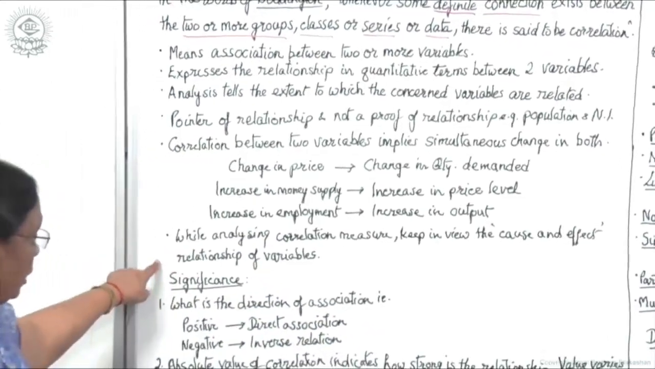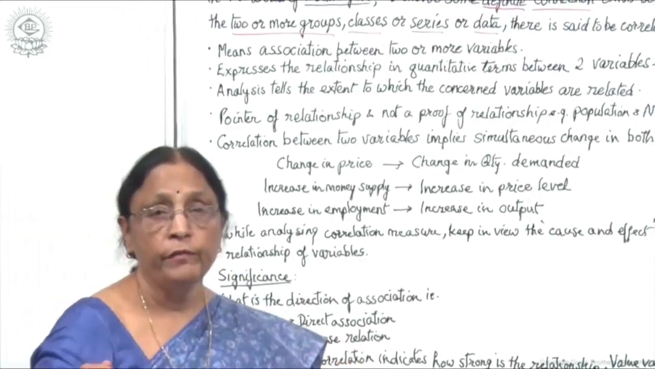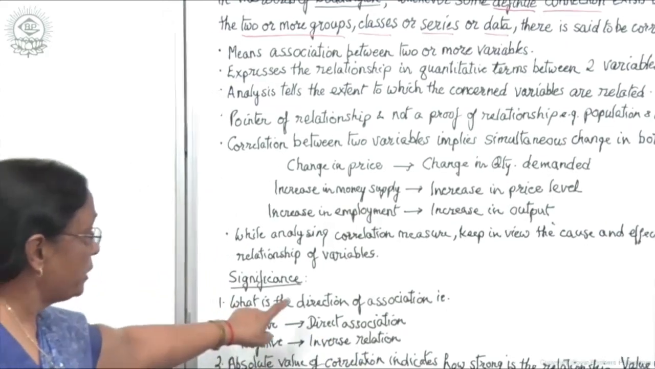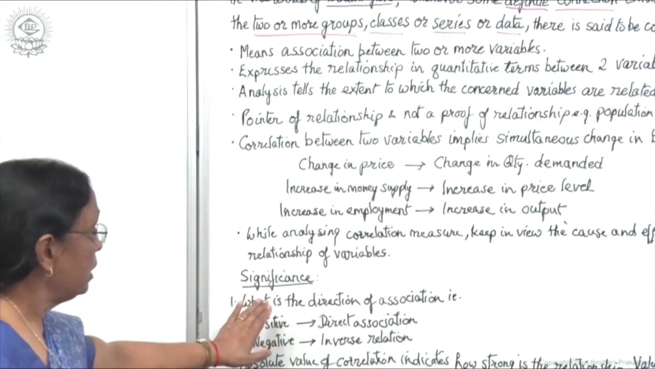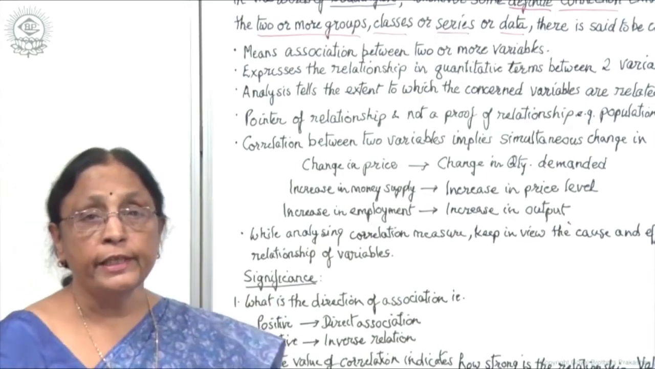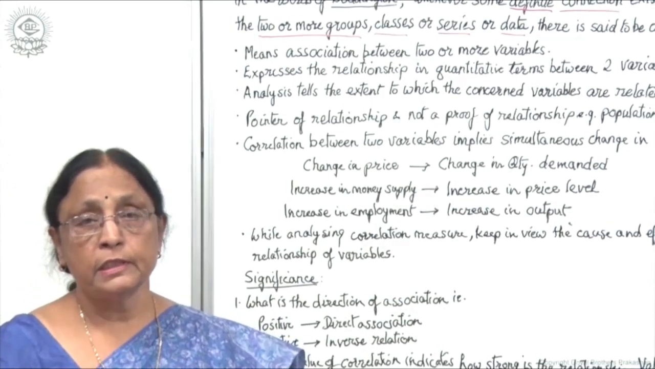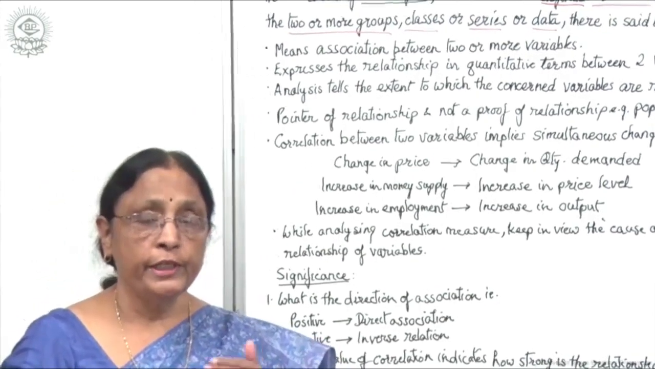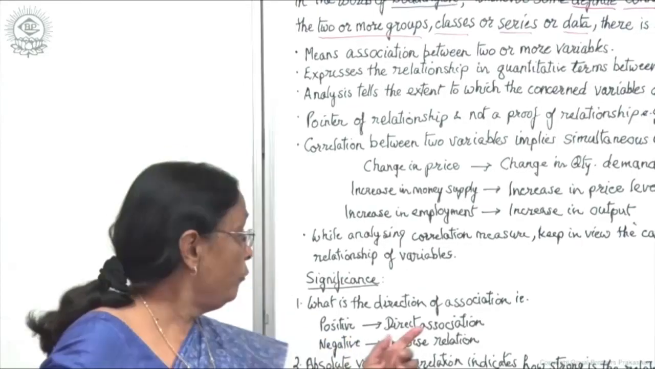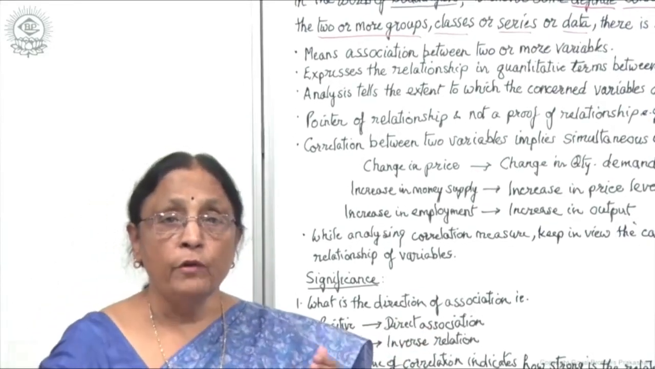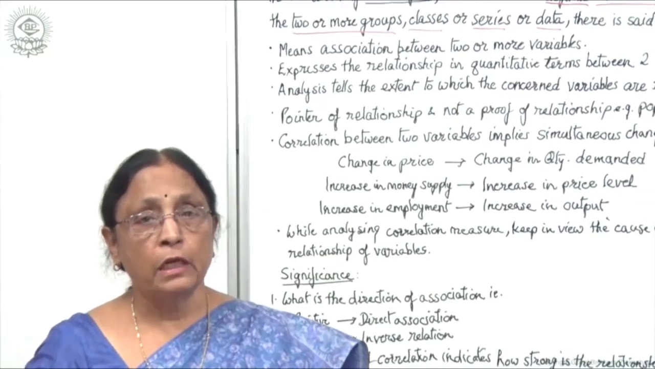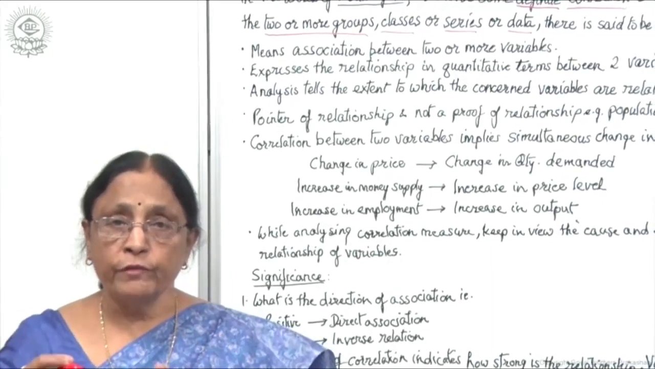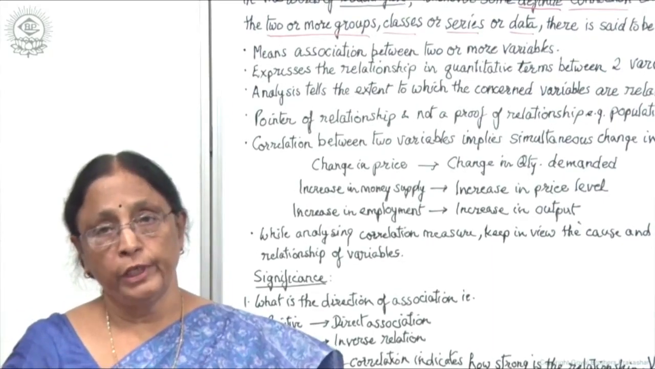Okay. Now let us see in brief what the significance of correlation is. First, the direction of association. That means correlation indicates the direction of association. With the help of a measure of correlation, you can know the direction of correlation, that is, in which direction both the variables are moving, whether two variables are positively correlated or negatively correlated.